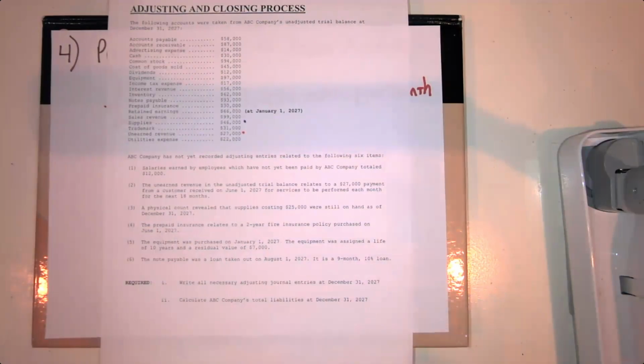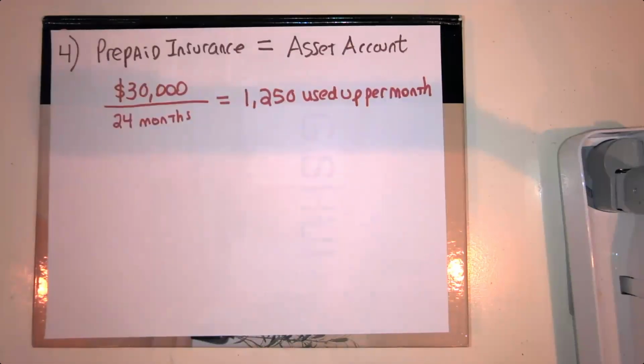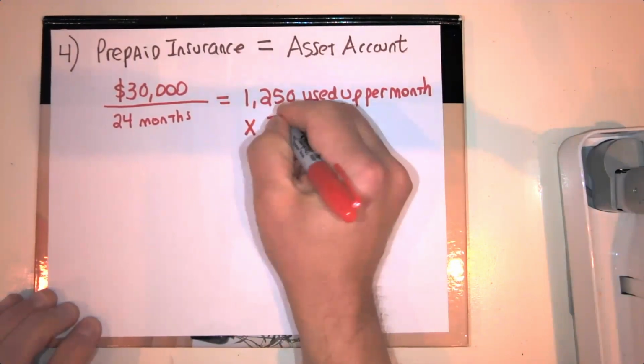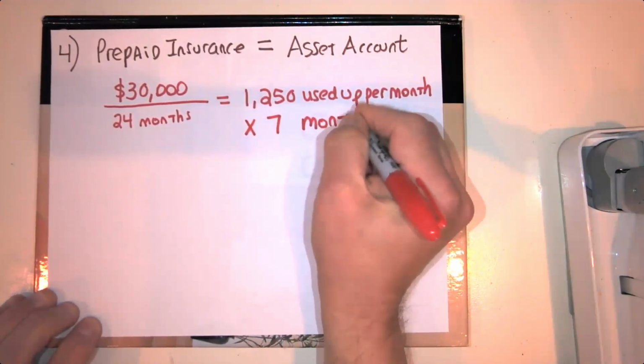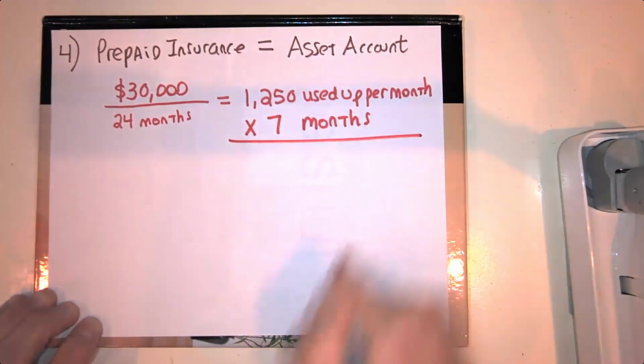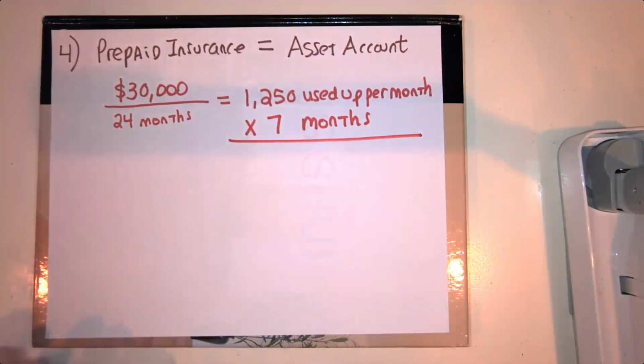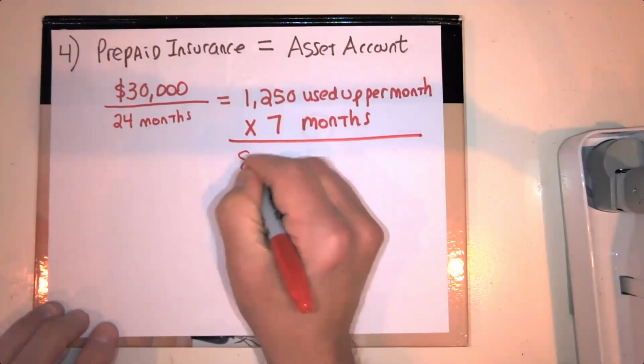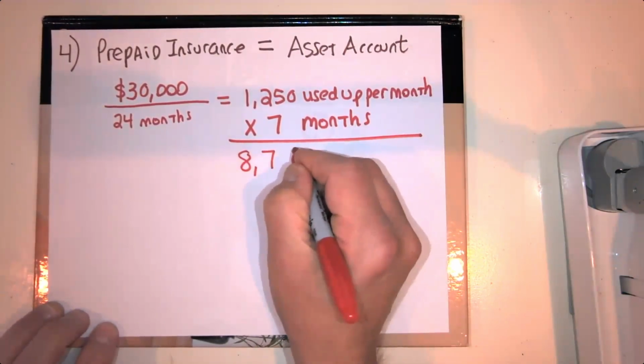Let's count them up. It's real easy, particularly June 1. You look at it, you think, oh, that's half the year, but it's not. June, July, August, September, October, November, December. 7 months used up in 2027 at $1,250 a month. The total amount of the prepaid insurance used up in 2027, $8,750.